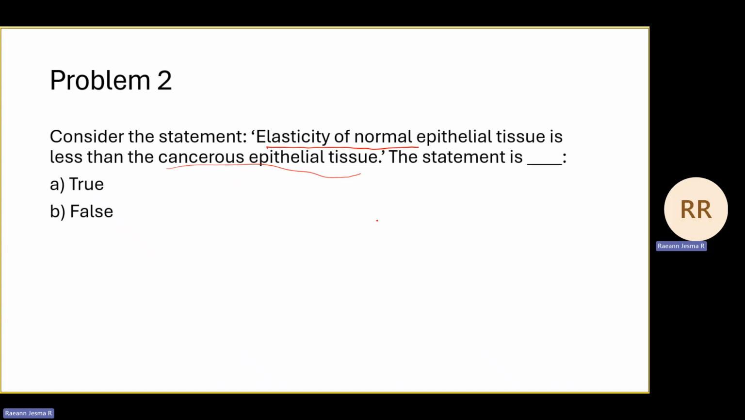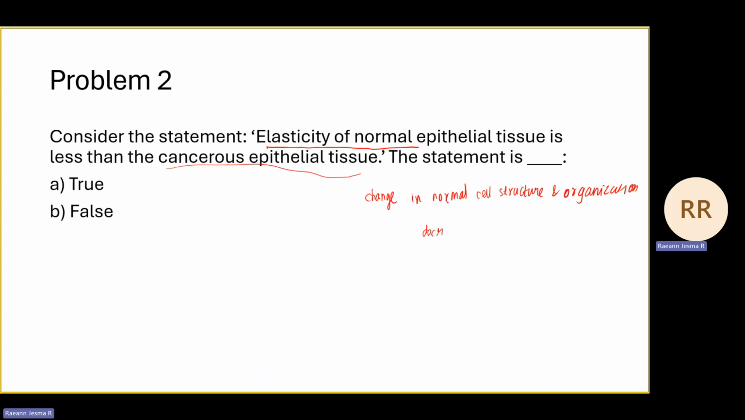So this is for epithelial tissue. What happens when somebody is having cancer? Cancer causes some change in the normal cell structure and organization. So when somebody is having cancer, they will have more disorganization in their tissue. As a result of this, the stiffness of the cancerous epithelial tissue decreases.